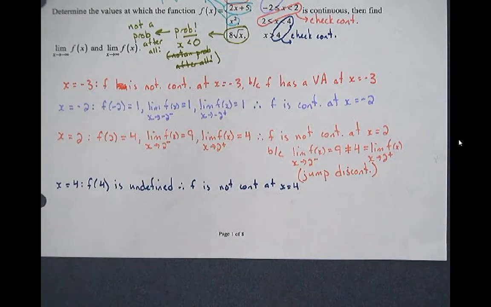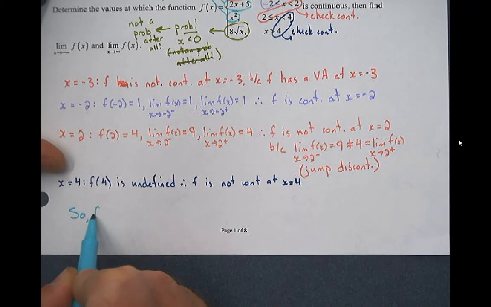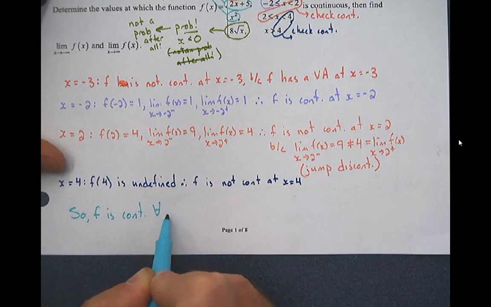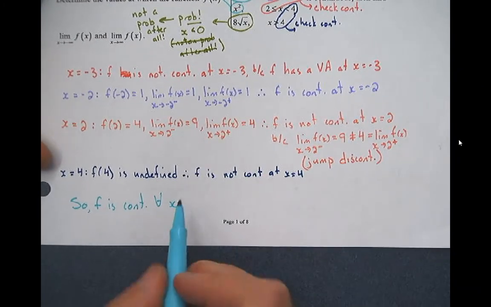So now at the end, I need to do a little write-up that says where everything is continuous. So f is continuous for all x. Now, there's two ways to write this up. I always like to write it up using interval notation.